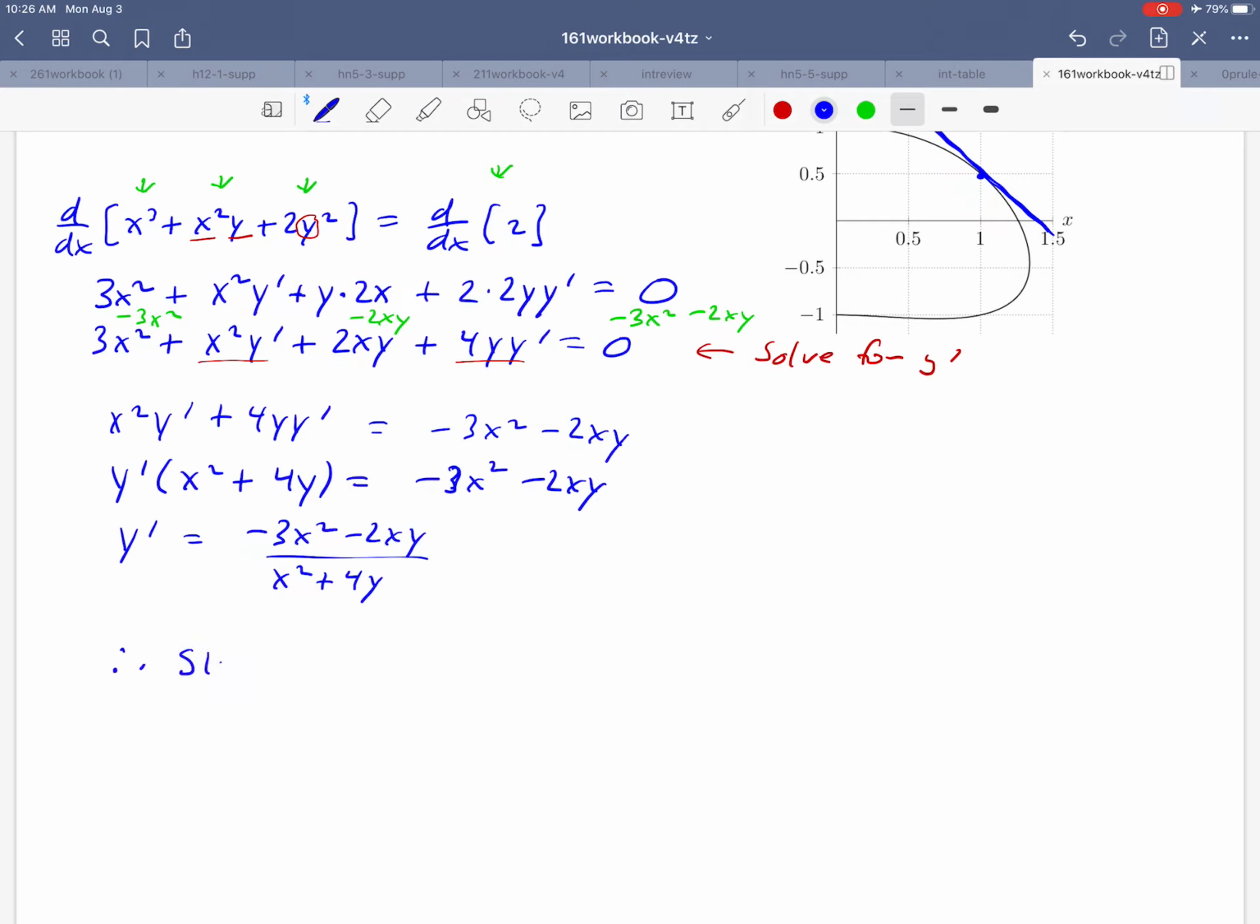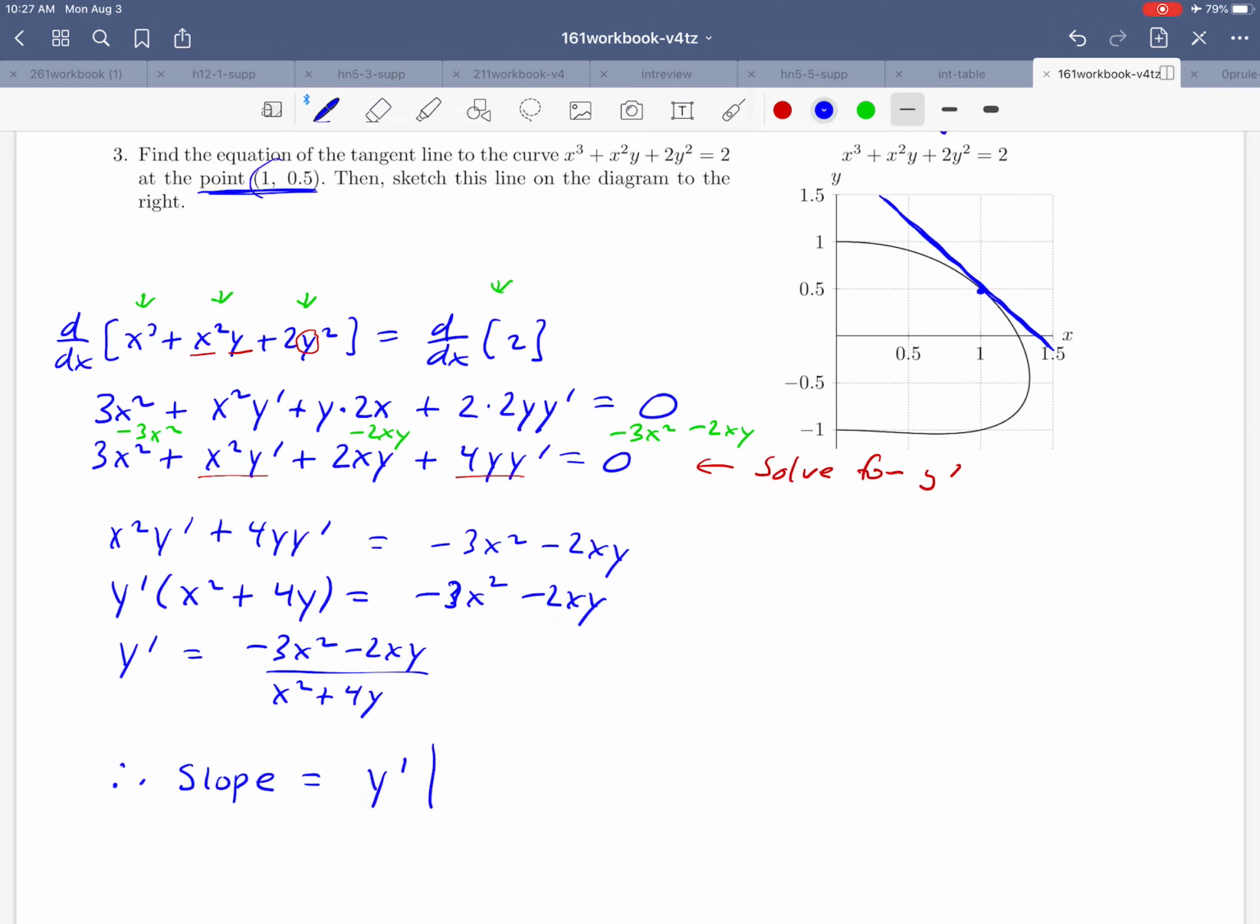So the slope that we're looking for is just going to be this derivative evaluated at the point, what was our point? (1, 0.5). We're just going to take x equals 1, y equals 0.5, and substitute into this formula for the derivative that we just found. So we'll get negative 3 times x squared, that's going to be 1 squared, minus 2 times x, which is 1, times y, which is 0.5, over, in the bottom, x squared is 1 squared plus 4 times 0.5.